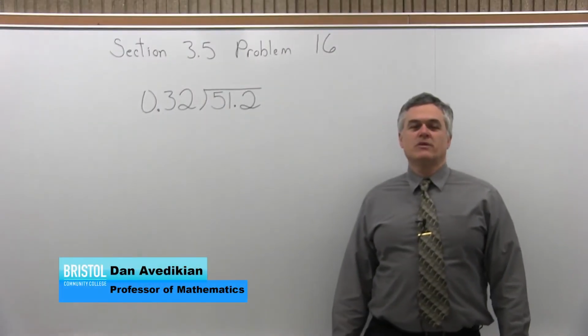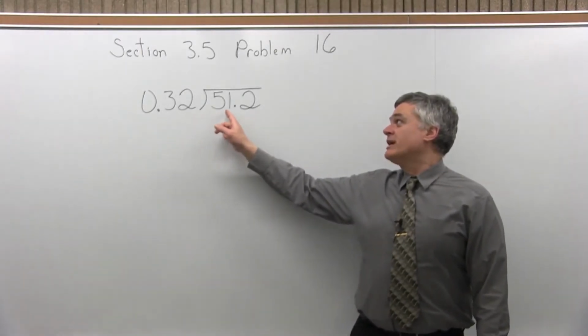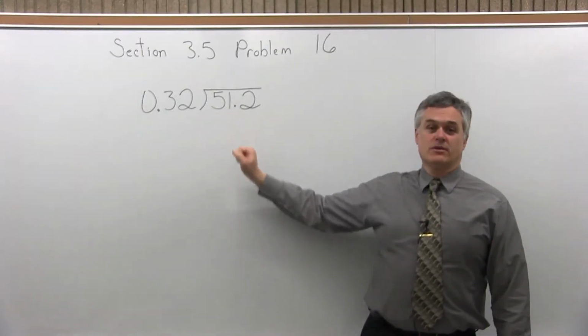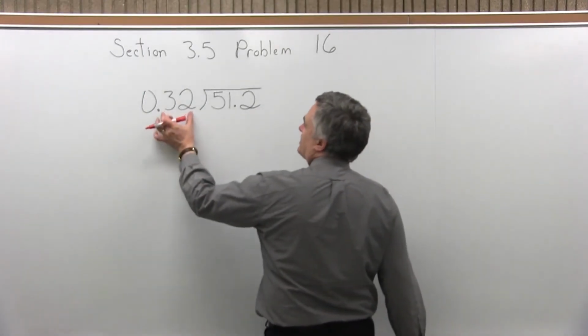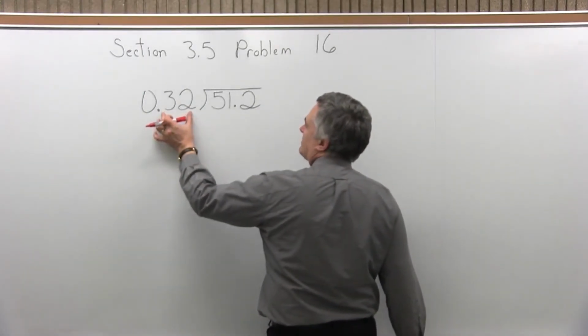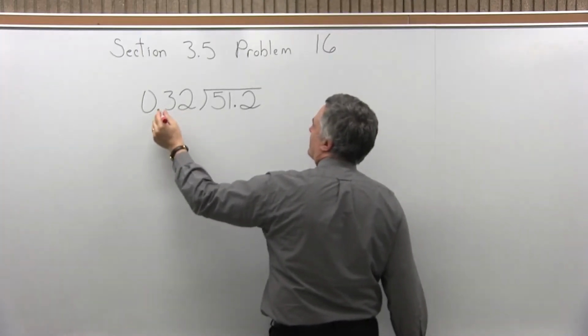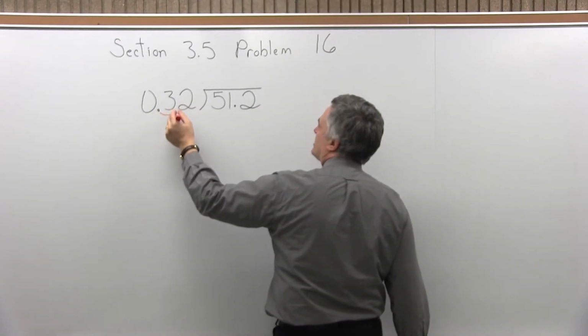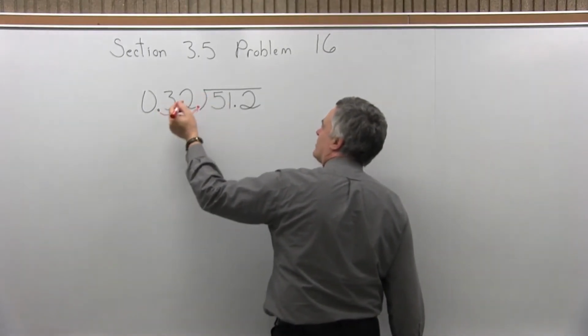This is Section 3.5, Problem 16. We have 0.32 divided into 51.2. So for a problem like this, the decimal in the number in front of the division symbol has to be pushed as far to the right as it can go. So I have to take it from where it is originally in the question, pull it over 2 places to get it as far right as it will go.